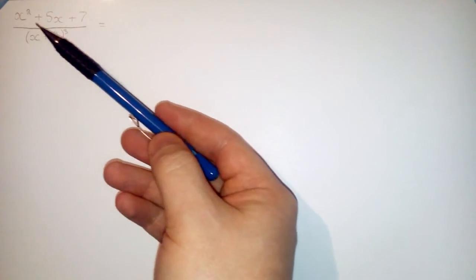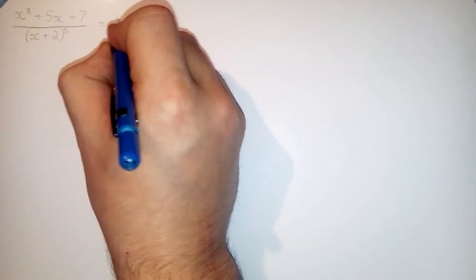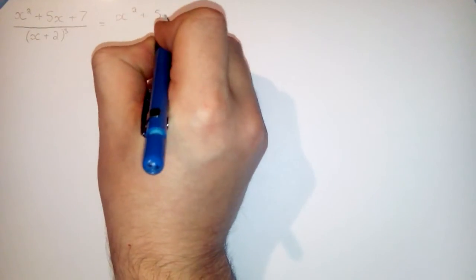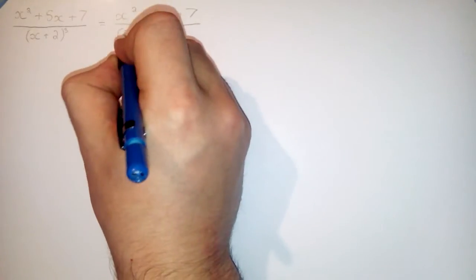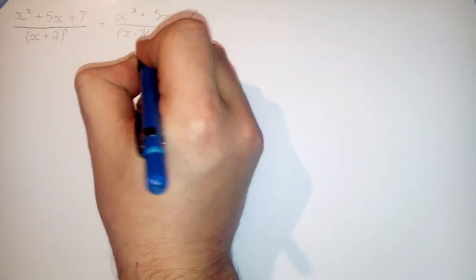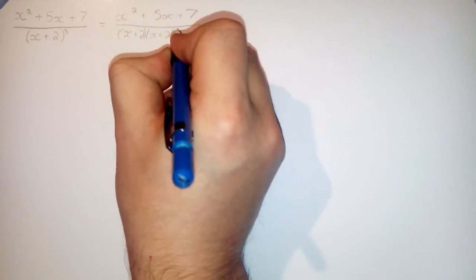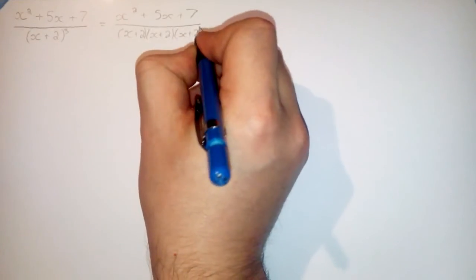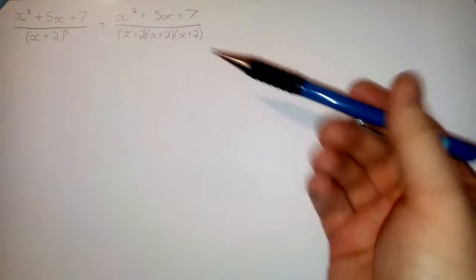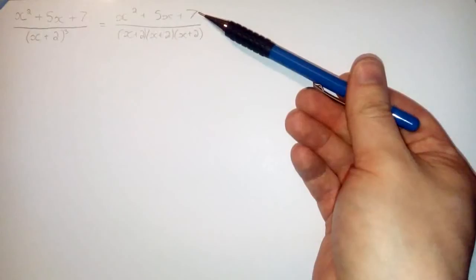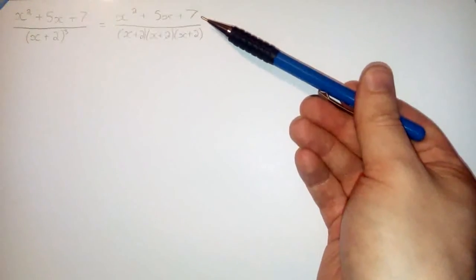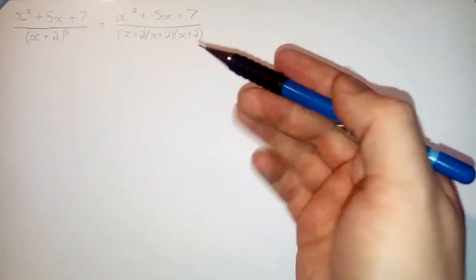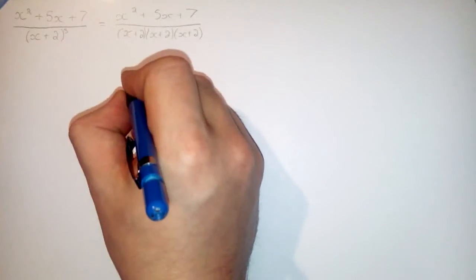So in this question, we have a quadratic being divided by a cubic. Now in this case, if we wrote it like this, where rather than having the cubed we have x plus 2, x plus 2, x plus 2 all multiplied together, this makes me think maybe x plus 2 is a factor of this quadratic and I can remove it, making the question easier. So the first thing I would do is look at this quadratic and think, can I factorize it?